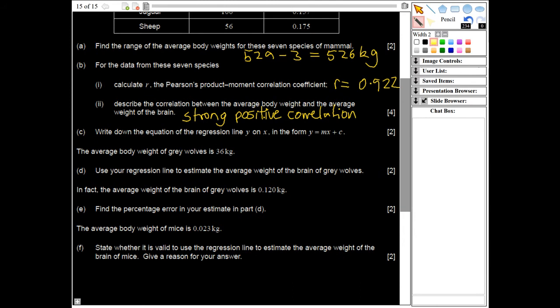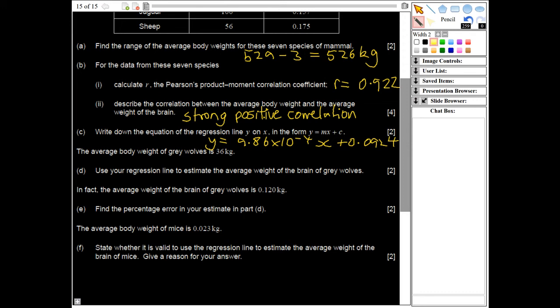Okay, next it says write down the equation of the regression line y on x in the form y equals mx plus c. So we got that from the GDC, I wrote that down on a piece of paper, so I'm going to write that down here. And it's y is equal to 9.86 times 10 to the minus 4 x plus 0.0924.